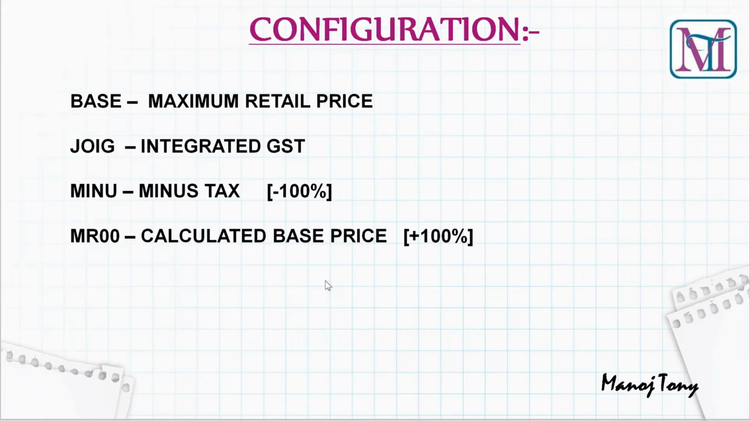Now I'll talk about the configuration. So once again I'll repeat that I have to create four condition types. First one is base. Base is for what? Maximum retail price. Then integrated GST. Then minus tax. One is 100% minus tax, and another one is calculation of base price, that is plus 100%.